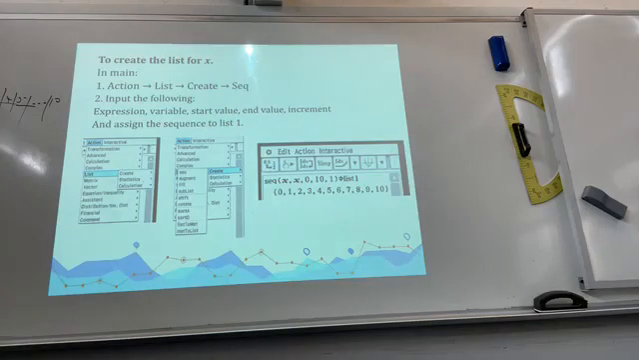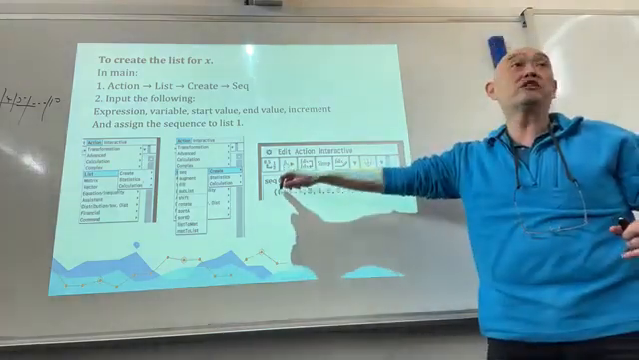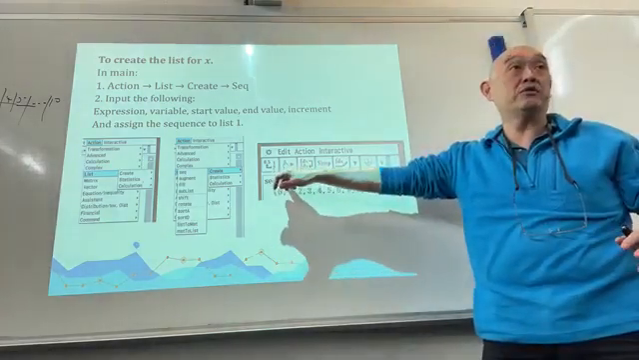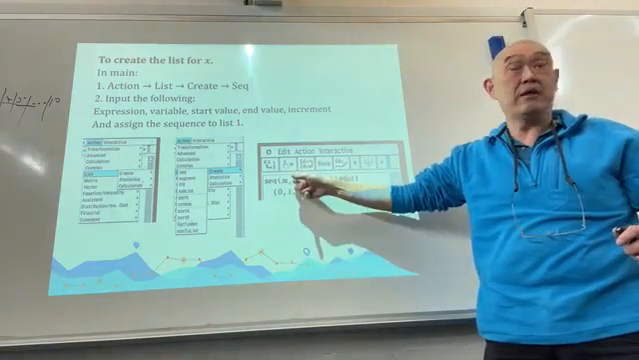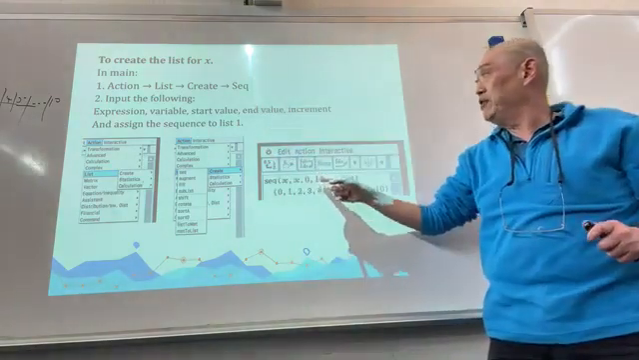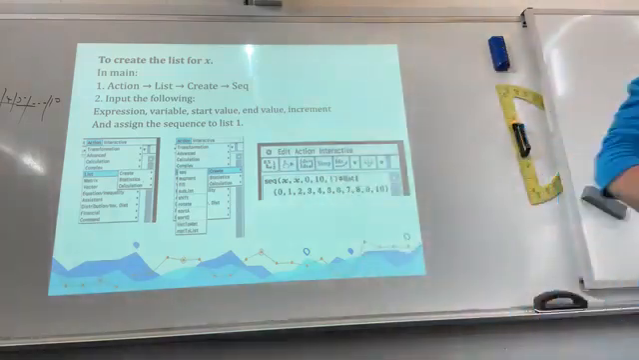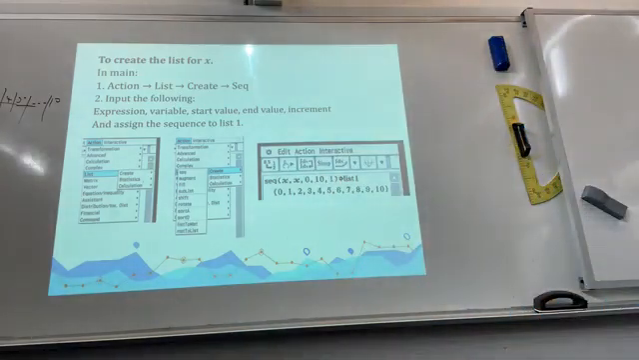All right? Let me go through. The last one is the increment. The first one is the expression. It could be 2x, 3x, x plus 1, x plus 2, whatever. This just says the variable is x. All right? Then the start value, the end value, and the increment is 1. And then you need to assign it to list 1.